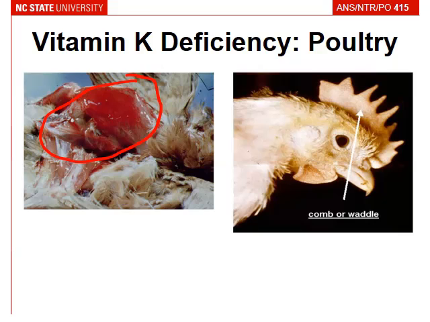If you just see one, it could just be sick, whereas if you see the whole flock or a significant amount of the flock with pale combs, then it very well could be a vitamin K deficiency.